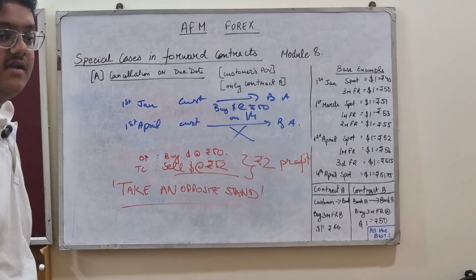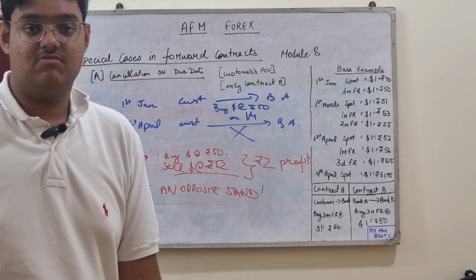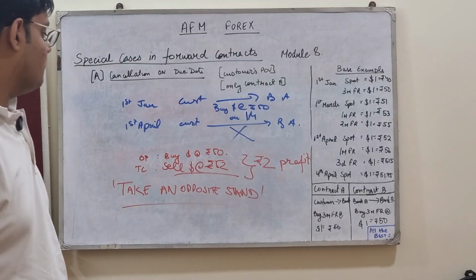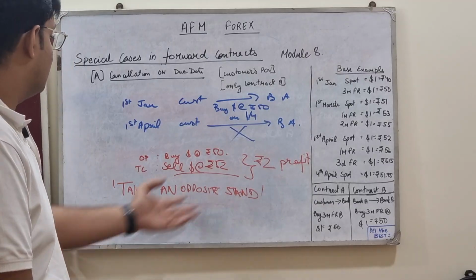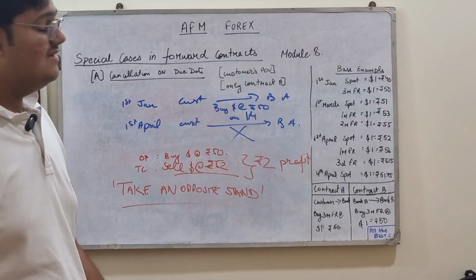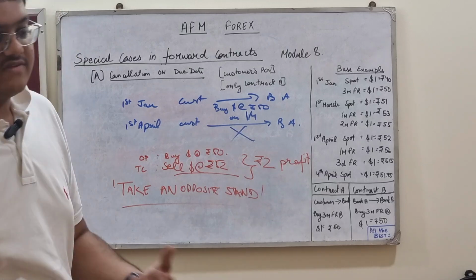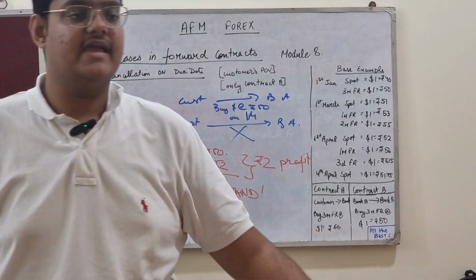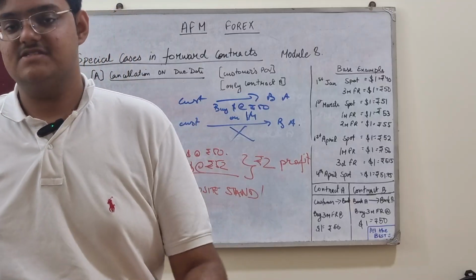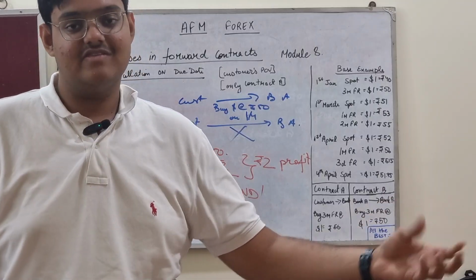Now, some people might ask, which is logically kind of true, why would the bank allow the customer to cancel the contract and give him a profit of 2? Basically, what's happening here is, for example, I'm the customer, I go to bank A and say that 3 months later I'm buying at 50 rupees.